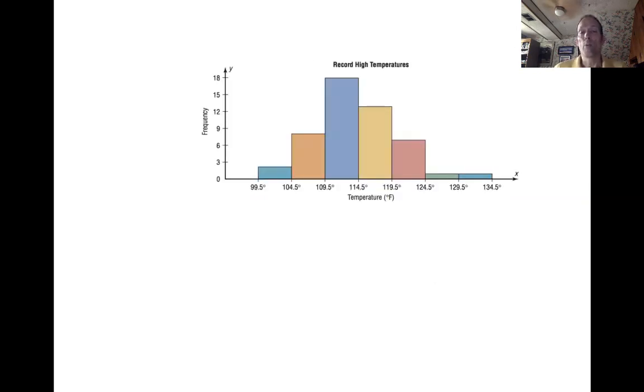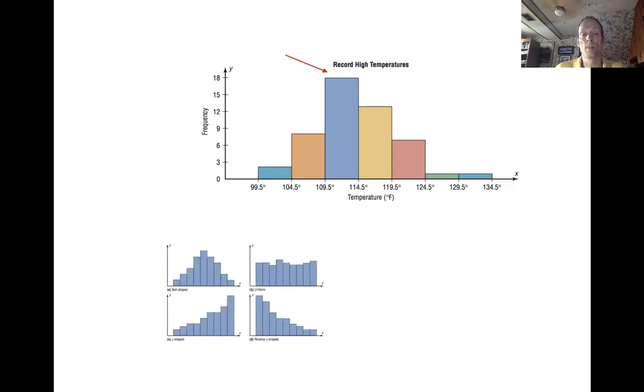The end product of what we're going to end up with is going to be a histogram. So let's take a quick look at the histogram to see what this is going to look like when it's finished. What the histogram is going to be telling us is that we might see that there were about 18 states, for example, that had a high between 109 and about 114 degrees. If we look on the far left, about two states had highs between 99 and 104.5 degrees.